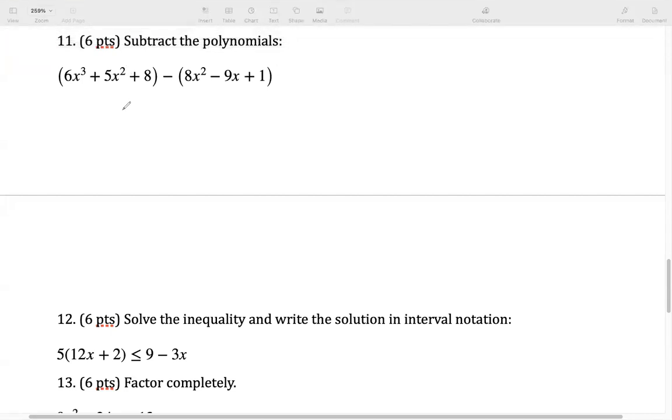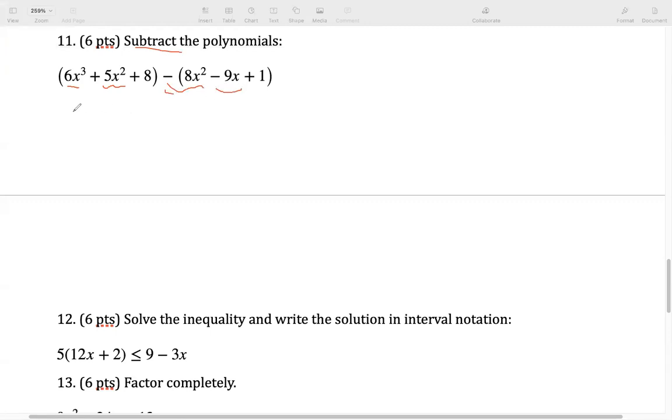Let's see 11. For 11, we want to subtract those two polynomials. So check the degree. We have 6x cubed, but this one has no x cubed. Then we have 5x squared minus 8x squared. Then the first one has no x term, but the second one has minus -9.